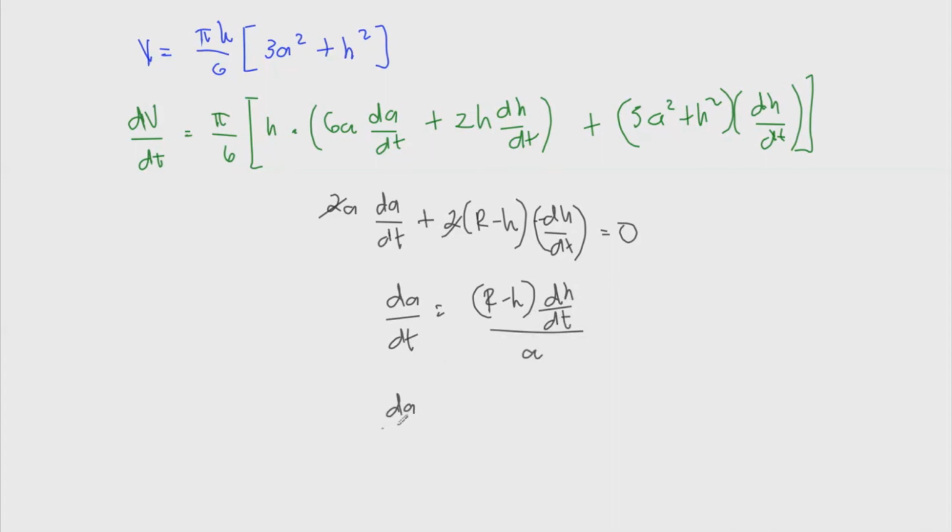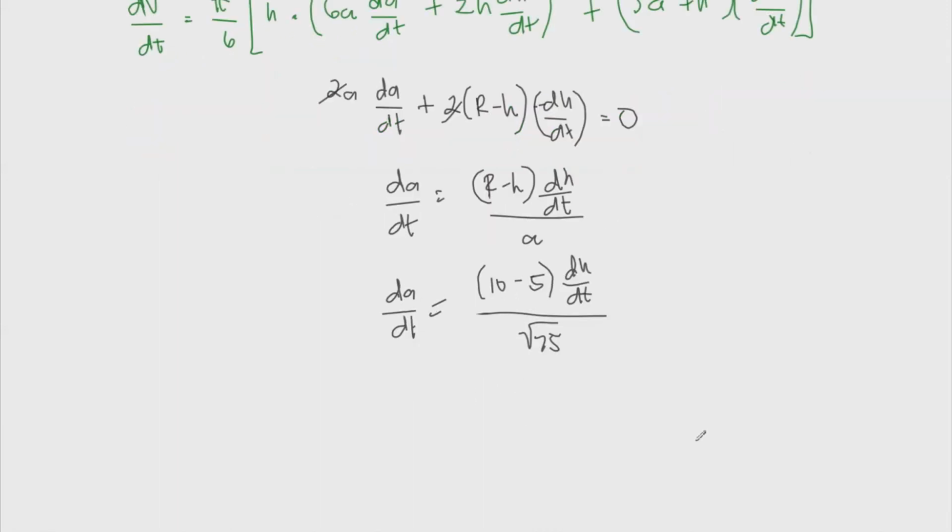And plugging in the values that we have already obtained, r is 10, h is 5, and then we have dH over dt right here, and a, if you remember, is the square root of 75, so that's square root of 75. So therefore, we know that dA over dt is actually equal to 5 over square root of 75 times dH over dt. Okay, so that is our dA.